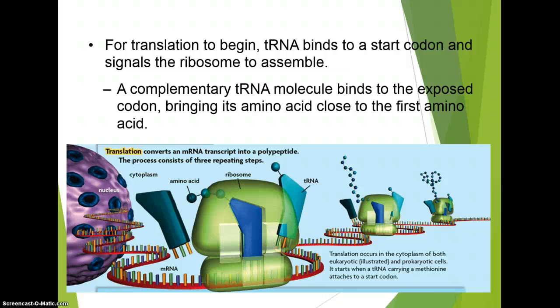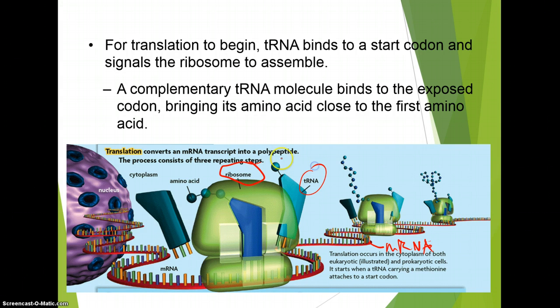A complementary tRNA molecule binds to the exposed codon, bringing its amino acid close to the first amino acid. So we have this ribosome, as you can see in the picture here. All that green stuff, that's the ribosome. It is going to connect onto your mRNA, the messenger RNA that's telling the ribosomes what amino acids they need to put together.